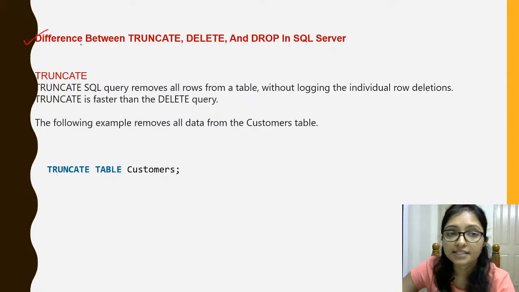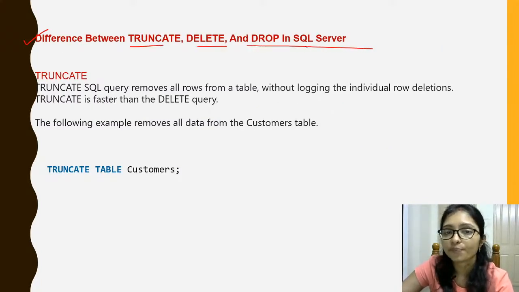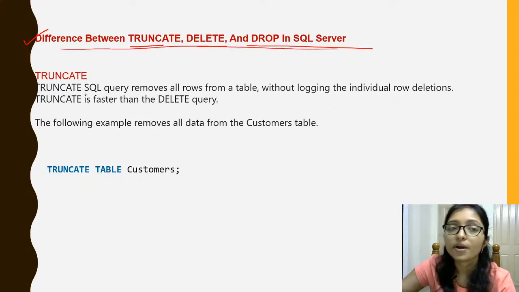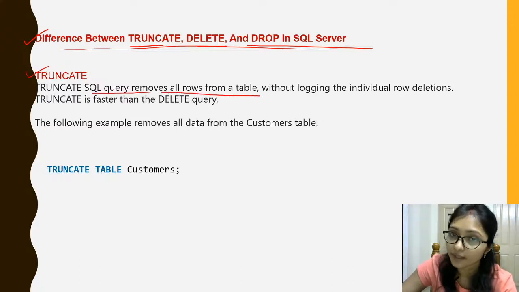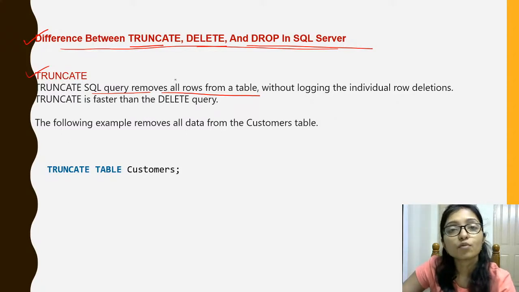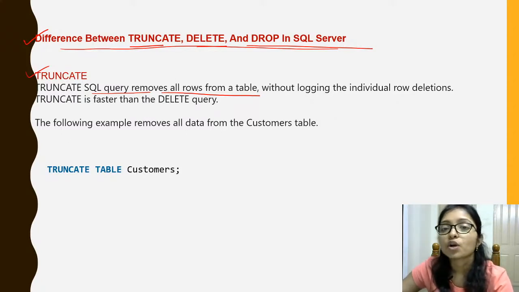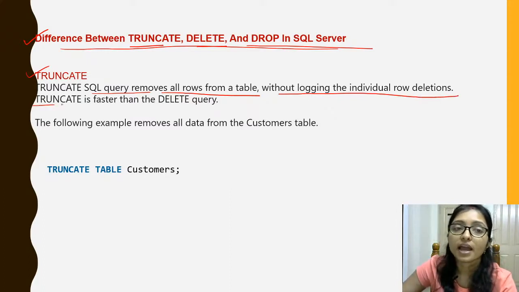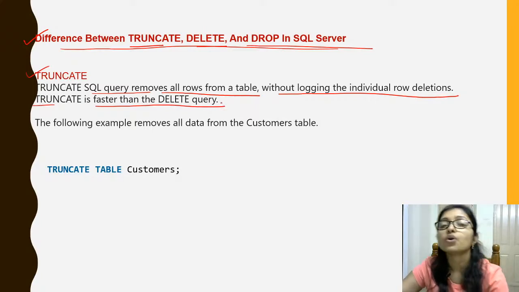What is the difference between truncate, delete and drop? Here is the difference between truncate, delete and drop. Truncate is a SQL query that removes all rows from the table. Okay, it will remove all rows, but without logging the individual row deletion, and truncate is faster than the delete query. Now, what is the difference?